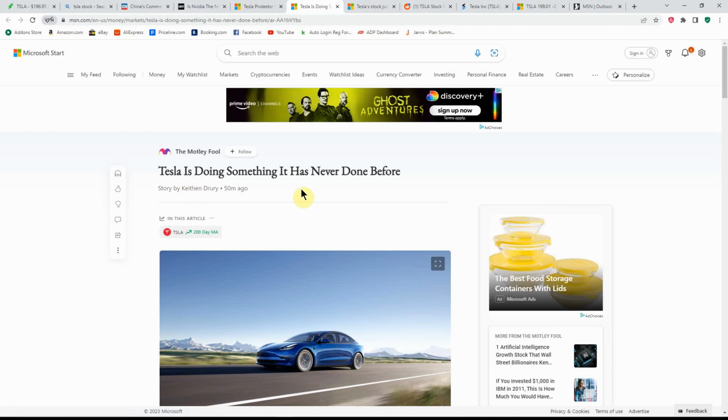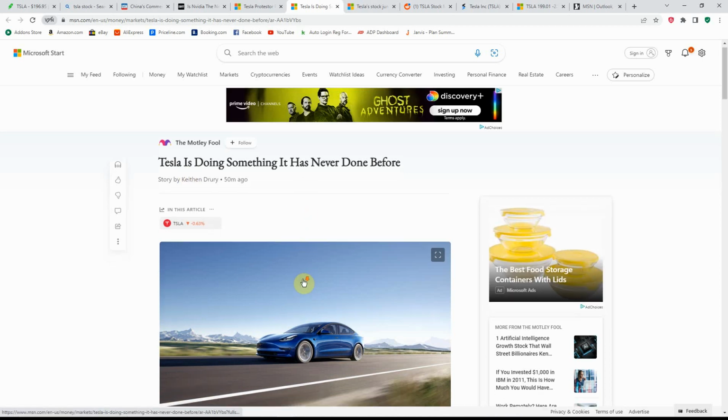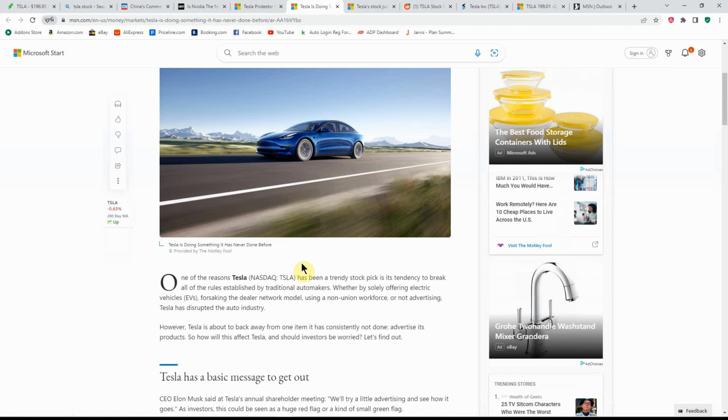Tesla is doing something it has never done before. I don't think I've ever seen a blue one. All the ones that I see here in town, I believe, are red. The majority of them are white. I don't think I've ever seen a blue one, so if you've seen a blue one, put that in the comments.